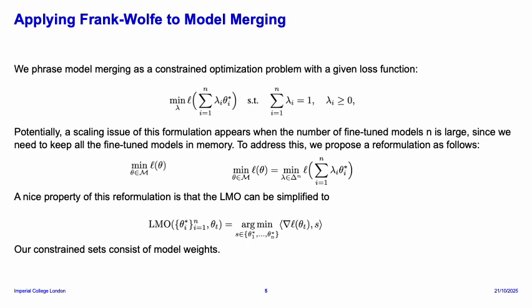Then, there's a possible scaling issue with this formulation. This is because we need to store all the model weights inside the memory when we do the merging. To solve that, we can actually do a reformulation of the loss function as follows. We prove the equivalence in our paper. And a nice property of this reformulation is that the LMO can be simplified to the following form.